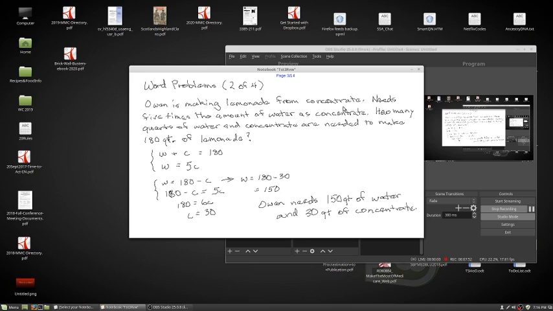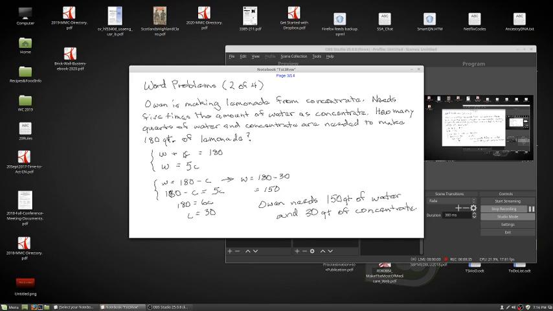So Owen's making lemonade from concentrate. He needs 5 times the amount of water as he does of the lemonade concentrate. How many quarts of water and concentrate are needed to make 180 quarts of lemonade? So I know right off the bat, this 180 is different than anybody's got on a test. Well, assuming that there's no chemical reaction taking place, if W is the number of quarts of water and C is the number of quarts of the lemonade concentrate, W plus C is going to be equal to 180.